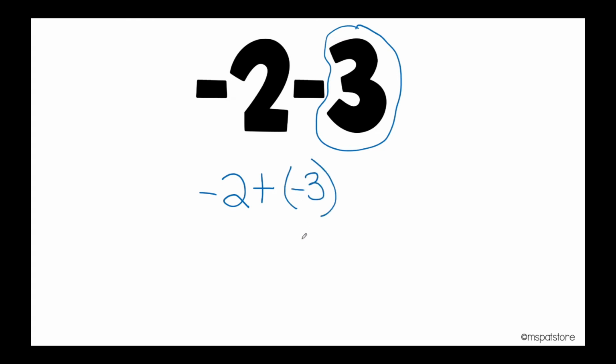Very good. So now we're going to bring down the first integer and add the opposite of the second one. As this is negative 2 minus positive 3, it will be negative 2 plus the opposite of positive 3, which is negative 3. Okay? They have the same signs. I'm just going to add them and keep the sign that they have in common. So my final answer is negative 5.